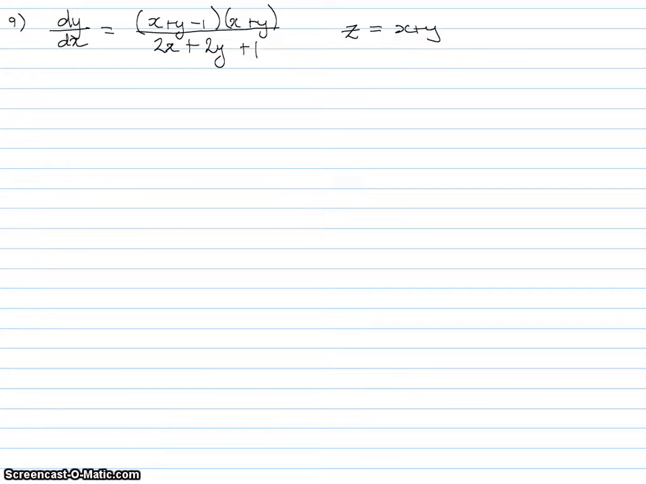Question 9 comes in two parts. First part, we have to show that by using the substitution z equals x plus y, that dz/dx is equal to (z squared plus z plus 1) all over 2z. After that, we need to be able to solve that equation and use that to solve this initial differential equation. So, how do we do that?